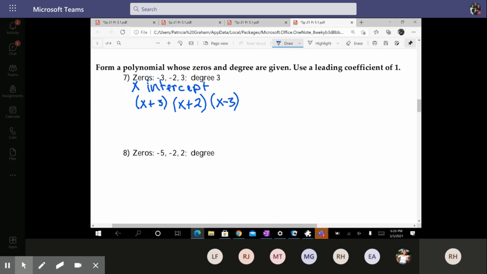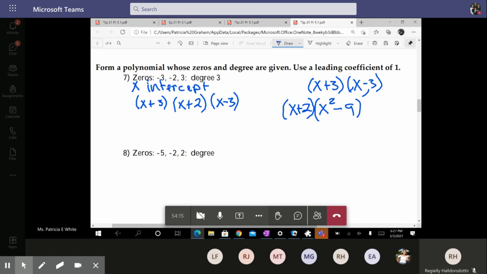So now I'm just going to FOIL them out. And I'm going to take that x plus 3 times that x minus 3 to start with. Because what shortcut do I have there? Yeah. So that, because my center terms are going to cancel each other out, aren't they? Because I will have a positive 3x and a negative 3x. So this gives me x squared minus 9. And I still have that x plus 2.